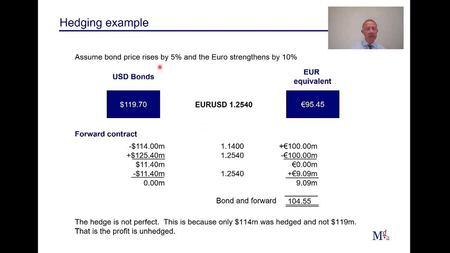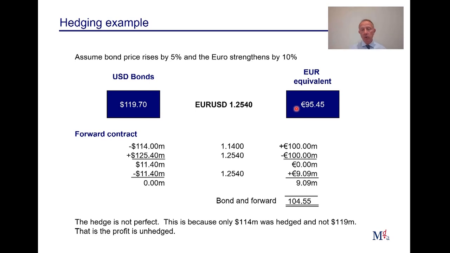Well, the good news is bond prices in the US have risen by 5%, and so our bonds are now worth $119.7 million. They've gone up in dollar terms. However, the euro has also strengthened, in this case by 10%. The exchange rate is now 1.2540. So when we convert that $119.7 million into euros, it's actually only 95.45 million euros. So in dollar terms, we've made money, but in euro terms, we've lost money.